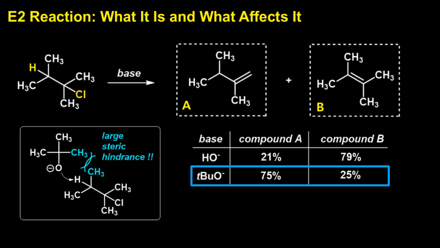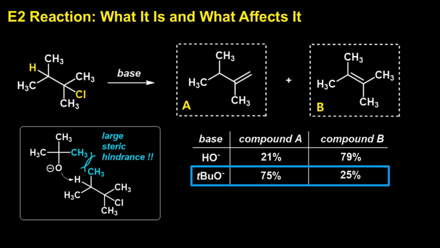But when a bulky base like potassium tert-butoxide is used, the result changes. Steric hindrance prevents the base from removing the more substituted beta hydrogen. Instead, it removes the proton from the less hindered position. This leads to anti-Zaitsev elimination. Now, compound A becomes the major product, forming in 75% yield, while compound B drops to 25%. That's why the choice of base is so important. It lets you control the reaction and predict the outcome.